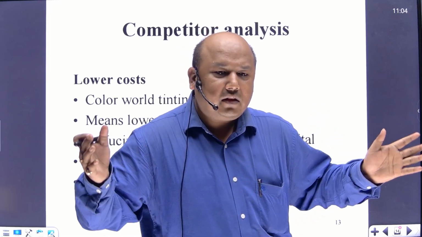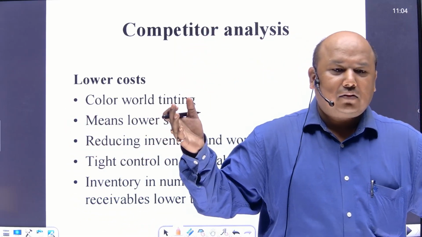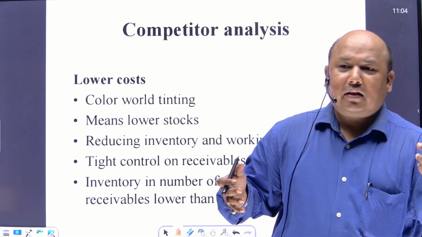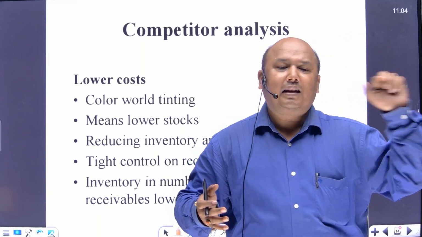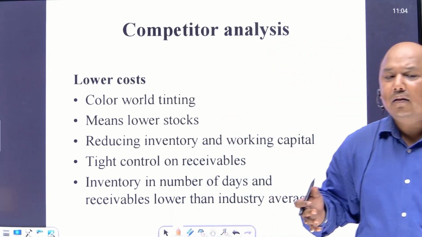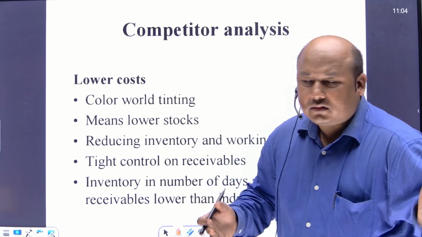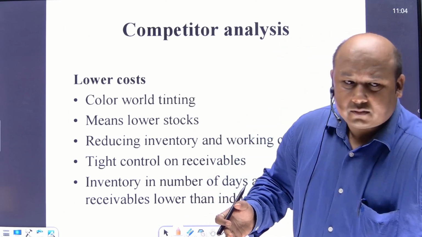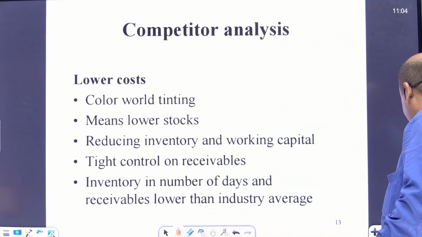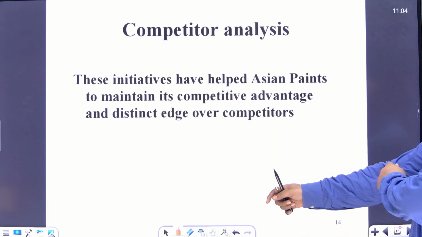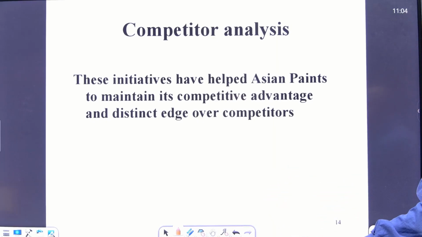Those major companies use SAP and other ERP software. The mobile inventory can be tracked in one click. We are using cloud based software, that is called software as a service. So these initiatives have helped Asian Paints to maintain its competitive advantage and distinct edge over the competition.